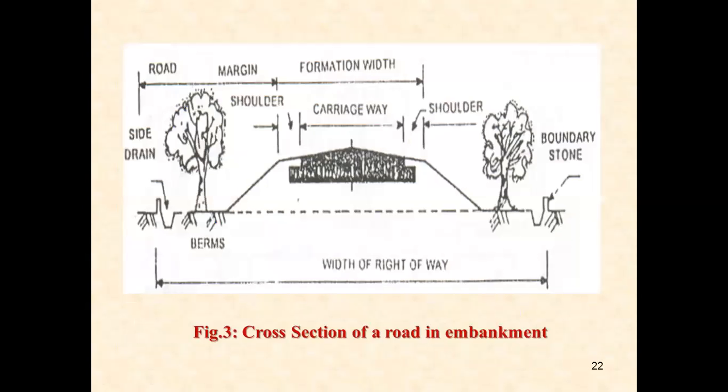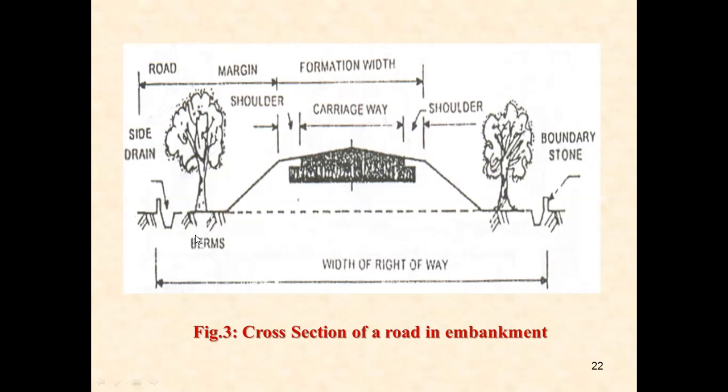Here we can see the cross section of a road in embankment, showing the width of the right of way. What is the right of way? It is all together what we provide. This is the carriageway, shoulder and the road margin. From here to here is called the road margin. We leave the formation width plus more road margin on either side for plantation, and the side drains are also designed. Altogether, this is called the width of right of way.